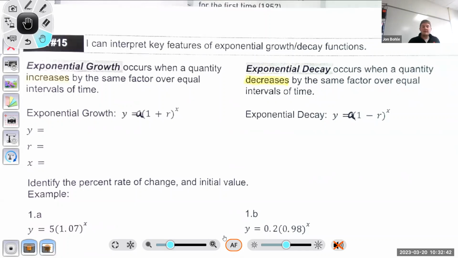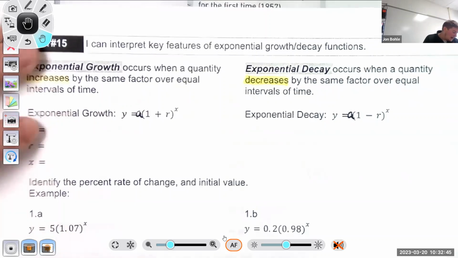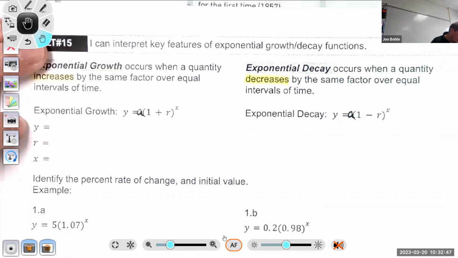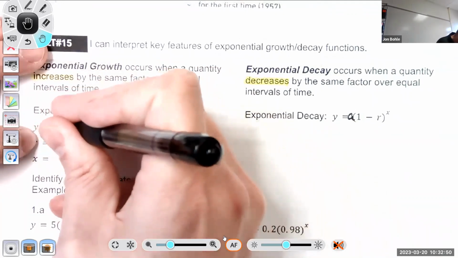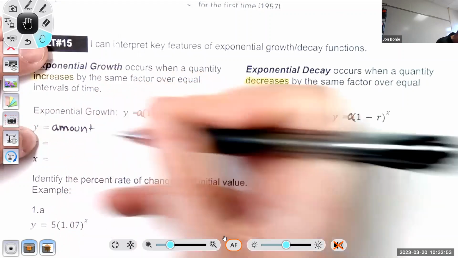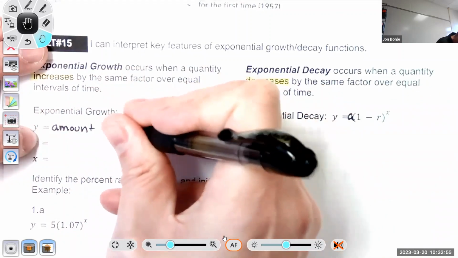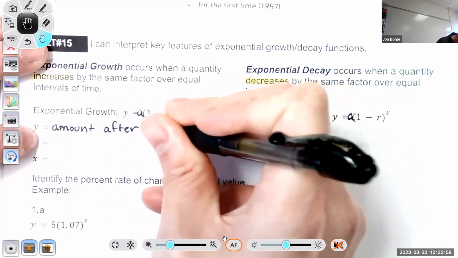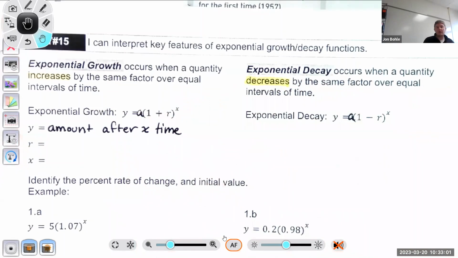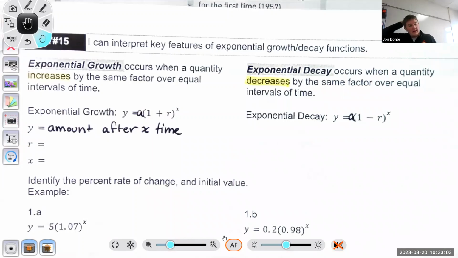Okay. Here are basically your key features. Y is going to be the amount. You'll get a time amount to find these out at, and your Y, when you plug in X for time, is one of our key features. After X, time, Y is like the amount. It's kind of like your total. A lot of times it is just going to be a total amount.